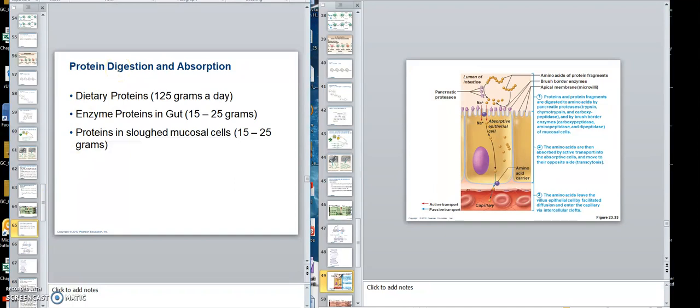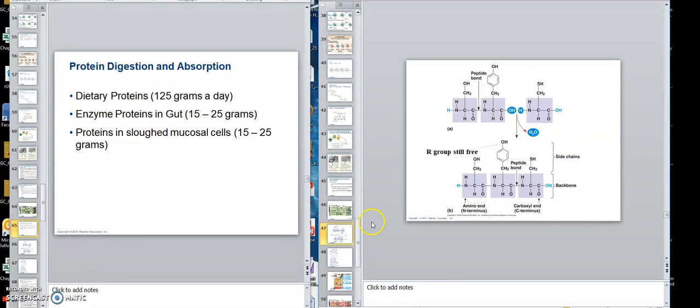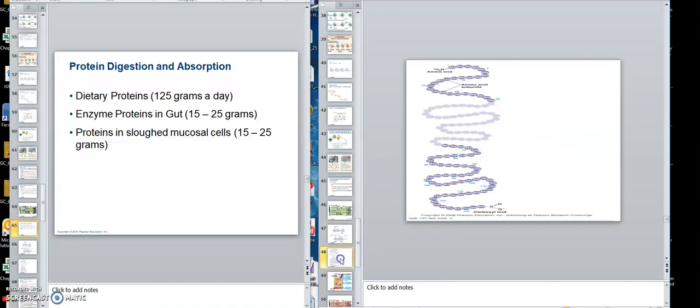So protein digestion and absorption. Dietary proteins, that's about what you have. So you're bringing some in the diet, some in the gut, and slough mucosal cells. We're seeing where we get these amino acids from. Now remember, proteins have peptide bonds, so we need to break those peptide bonds in order to get to the basic amino acids. So that's where the proteases come in.